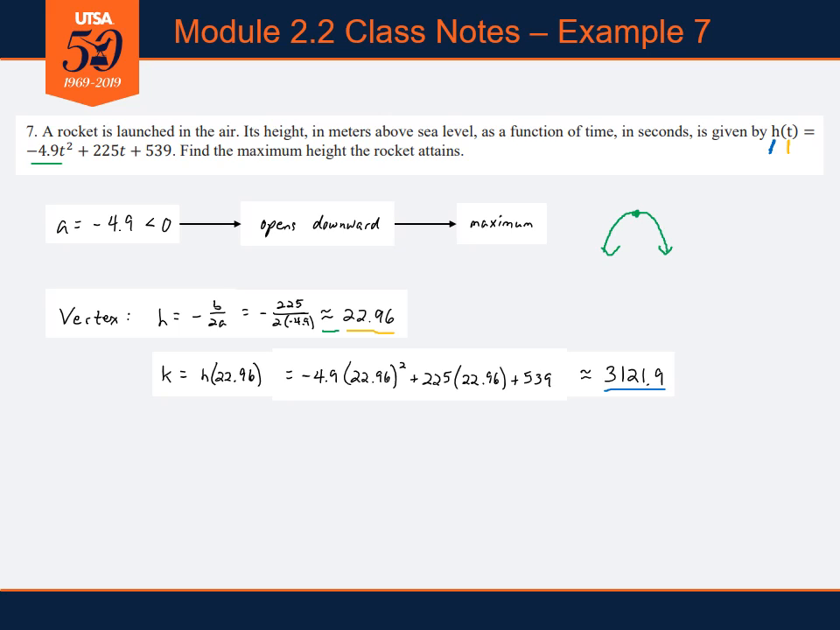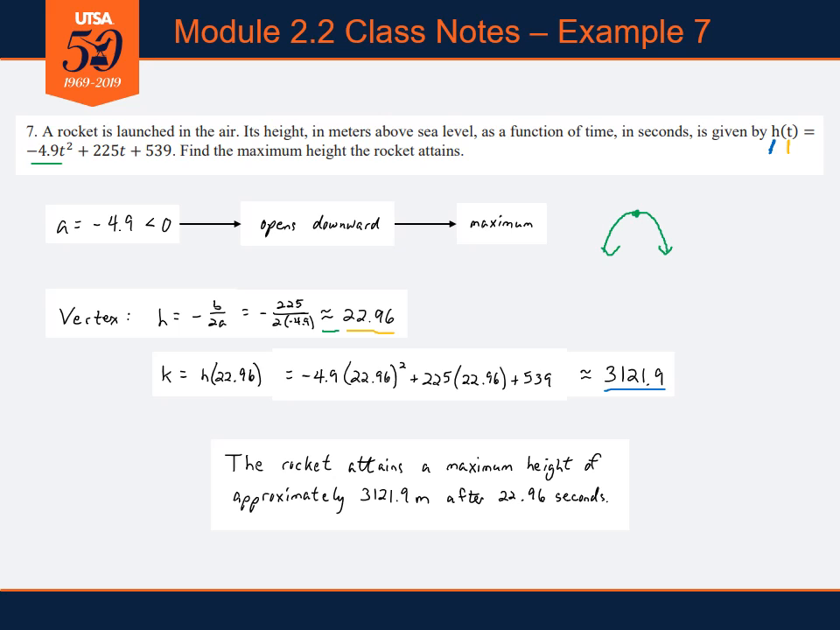So at a time of 22.96 seconds after the launch, the rocket will reach its maximum height of 3,121.9 meters above sea level. I have to make sure that I have the interpretation along with the calculations. Here is that interpretation. The rocket attains a maximum height of approximately 3,121.9 meters after 22.96 seconds.